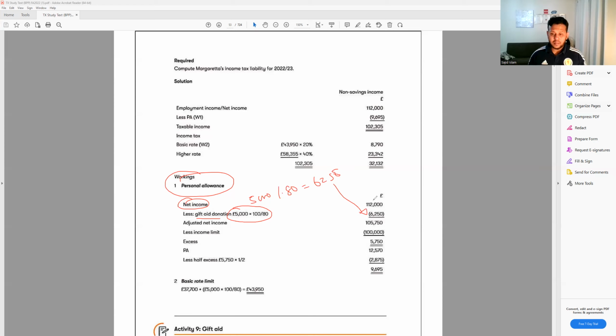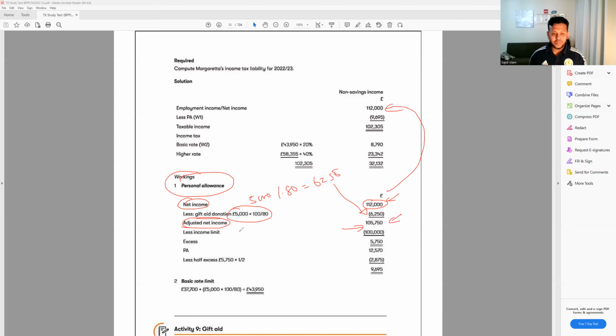So before, my net income was 112, but after adjusting for the gift aid, you can see my adjusted net income is now 105,750. That means I'm not going to consider 112 anymore; I'm going to consider 105,750. But remember, this is only for the personal allowance adjustment, not for the income tax calculation. When you look at the income tax calculation, it is again 112. This 105 is only for adjusting the personal allowance, nothing else.